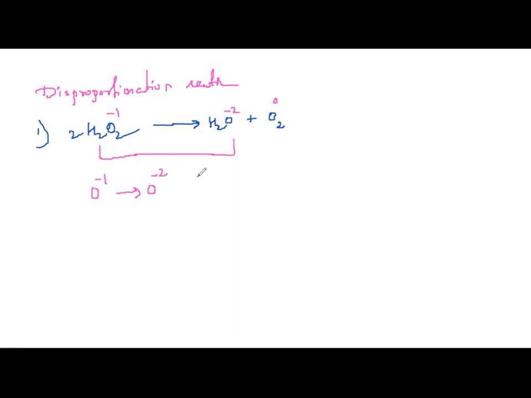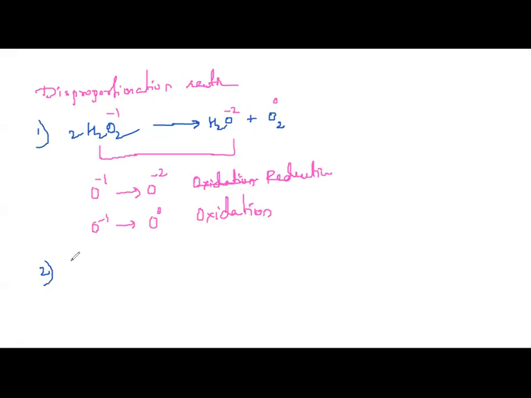Therefore, what do we call it? Decrease in the oxidation number: -1 is becoming -2 by gaining electrons. Therefore it is reduction, right? Now, -1 is becoming 0. What does that mean? Loss of electrons. So it is oxidation. A single molecule is getting oxidized as well as getting reduced. Such a reaction is called a disproportionation redox reaction.